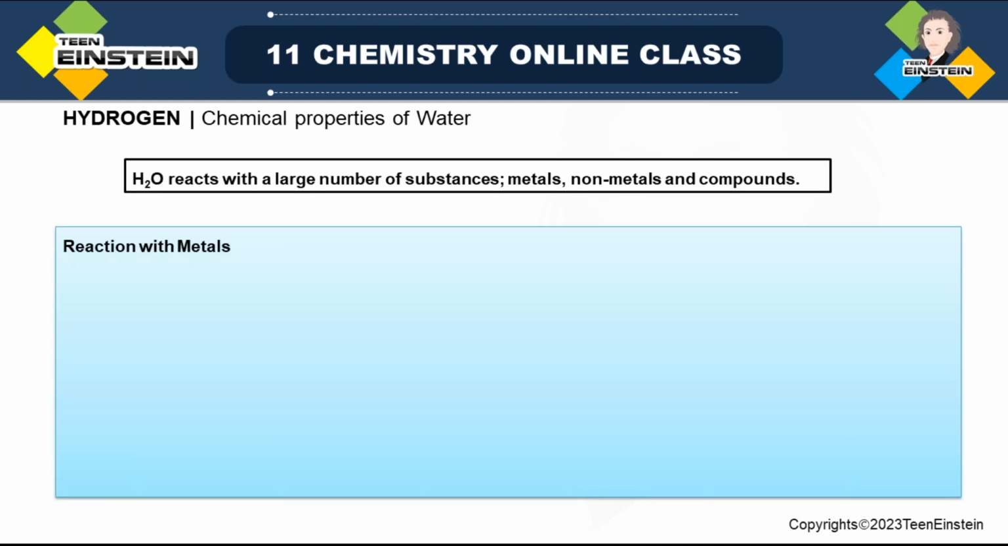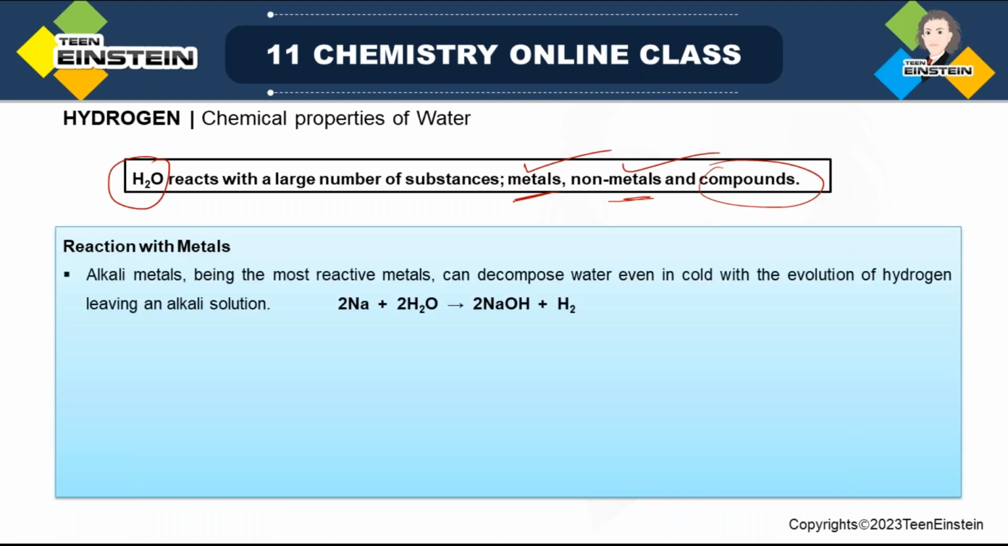Next, after the structure of water, chemical properties of water. Water is very versatile. It can react with different types of substances. It can react with metals. It can react with non-metals, that is, elements we are talking about: metallic nature elements, non-metallic nature elements, and it can react with compounds also. First, we will see how it reacts with metals.